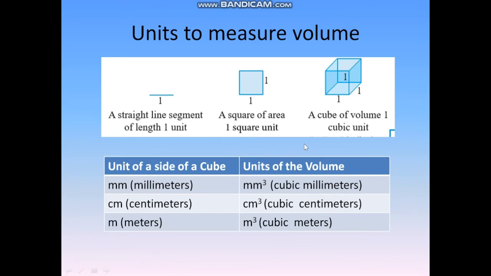Okay, now let's see the units to measure volume. Look at this figure. For a straight line, we use 1 unit. When it's a square, we use square units. And when it's a cube, we use cubic units. Just simple. When it's one line, it's one-dimensional. So one-dimensional means 1 unit.